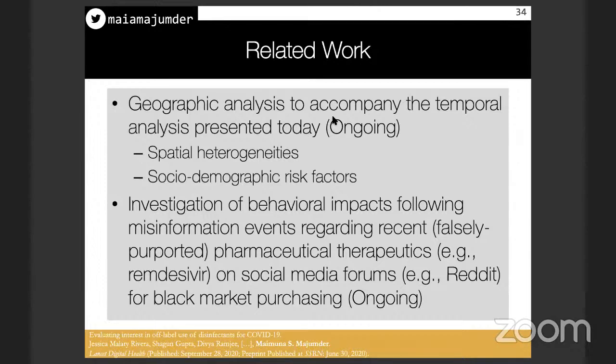With an eye towards establishing a surveillance system for public health misinformation, my research group is currently pursuing a geographic analysis to accompany the temporal analysis presented today to uncover spatial heterogeneities in population-level behavior and thus vulnerability following misinformation events, as well as sociodemographic risk factors that accompany such vulnerability to enable hotspot prediction of adverse health effects in response to misinformation events. We're also working on incorporating additional data streams like Reddit and Wikipedia to glean deeper insights into behavioral impacts following other misinformation events, such as falsely purported pharmaceutical therapeutics and black market purchasing of such products.